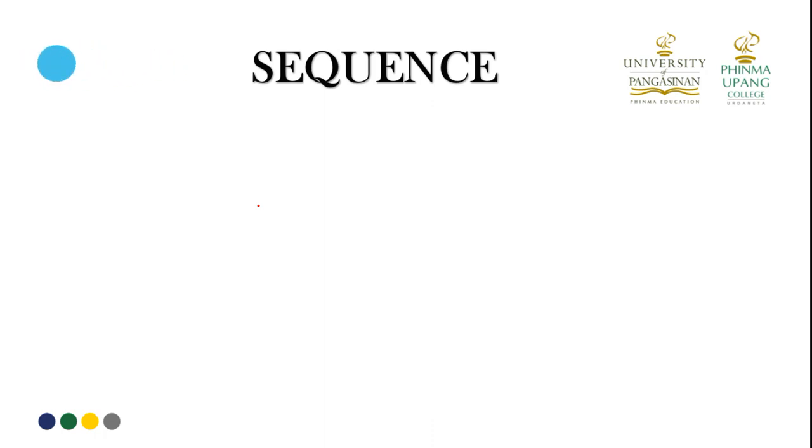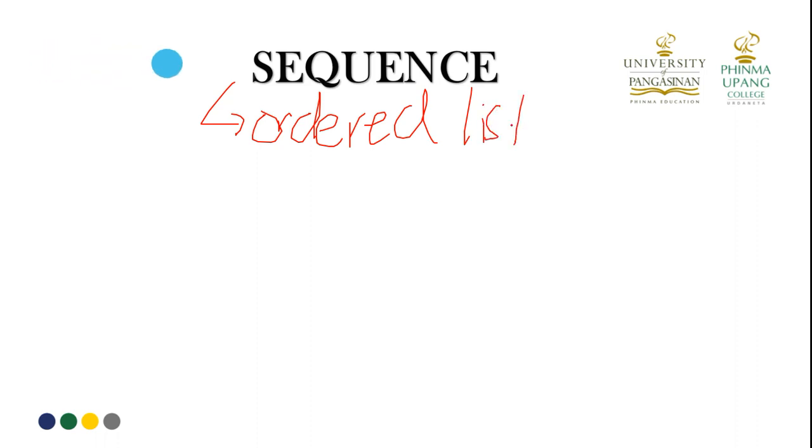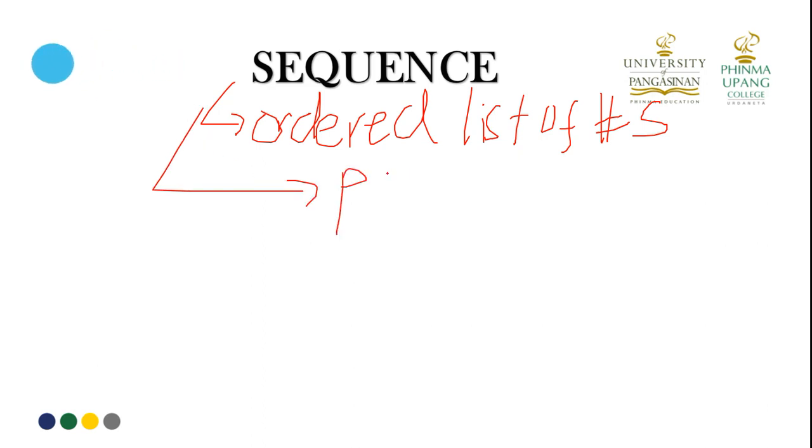Here po, sequence. And the definition of sequence: this is an ordered list of numbers. So we are going to follow a certain pattern here when it comes to sequence. Okay, so there is a word pattern when it comes to sequence. And this is a specific example of a sequence.